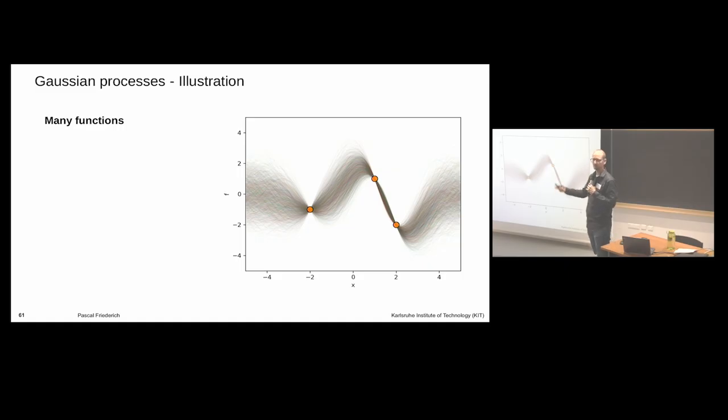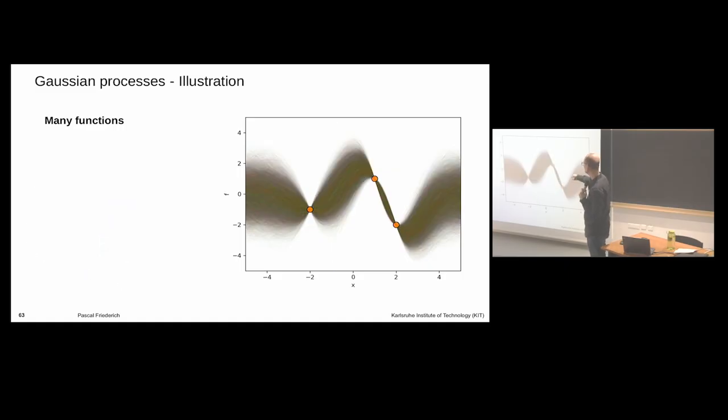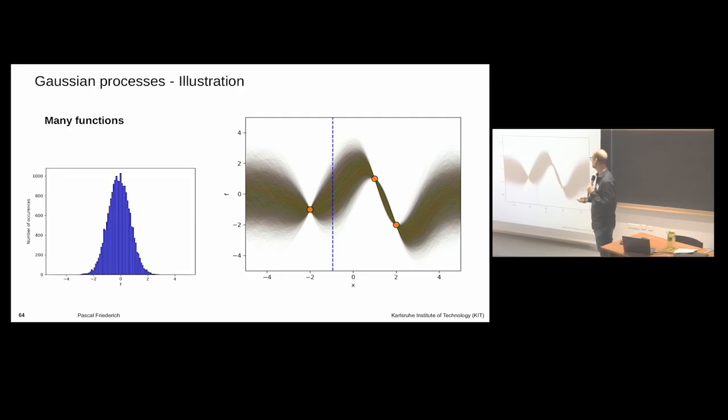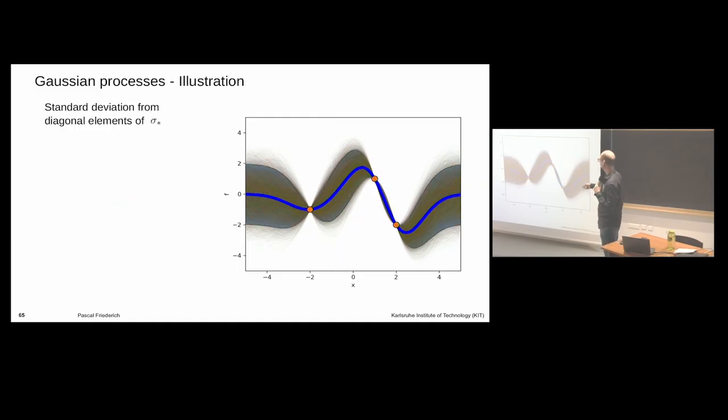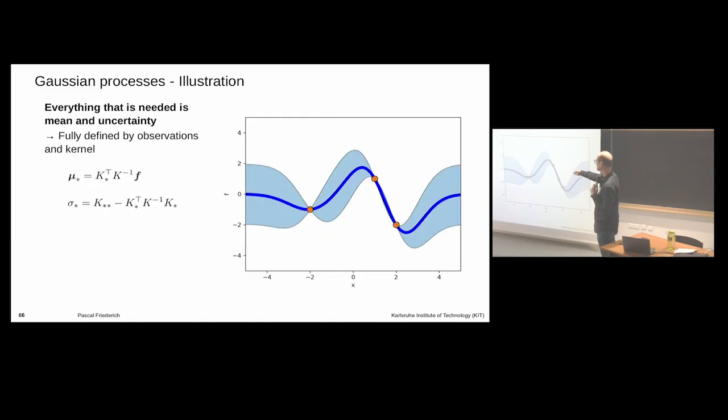So the more I sample, the more Gaussian this will look. At any given point, I will get a Gaussian distribution that's defined by a mean and a standard deviation, and that can then be used for the acquisition function. So in the end, we have a mean and a standard deviation of all these millions of functions, and this is our final Gaussian process model.